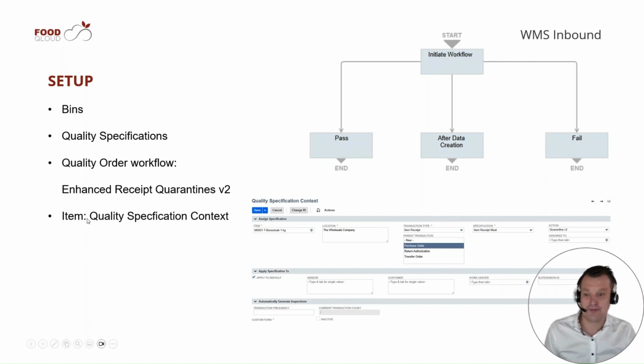The item. Underneath the item, we need to set up the quality specification context. And this is a connection between the item, the specification from the quality order, and the action, what triggers the workflow. It's Quarantine version 2.